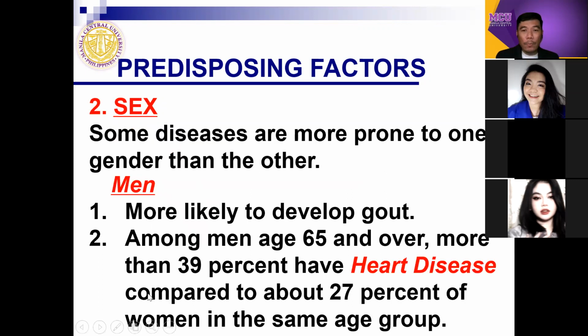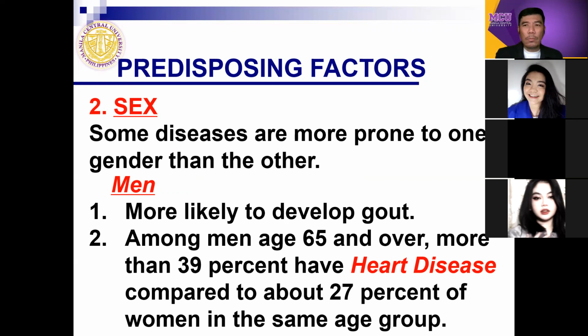Next po, how about for sex or gender? Yan. We use some diseases are more prone or vulnerable to one gender than the other. Just like a typical example ha. Ito po, kaya you need to be voracious when it comes to evidence-based data pag gumagawa kayo ng pathophysiology. So as mentioned from the literature and from the scientific basis naman, men are more likely to develop gout.